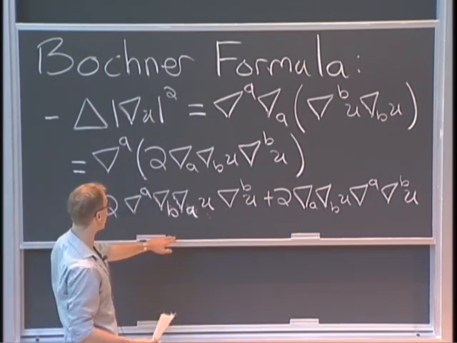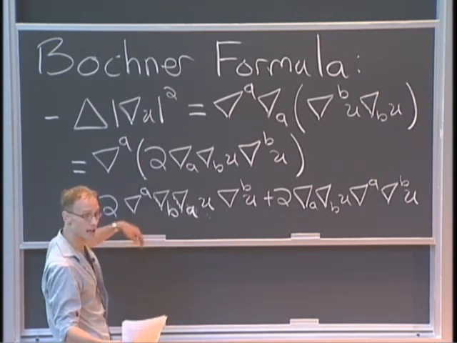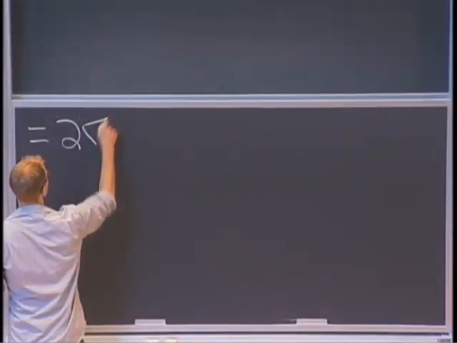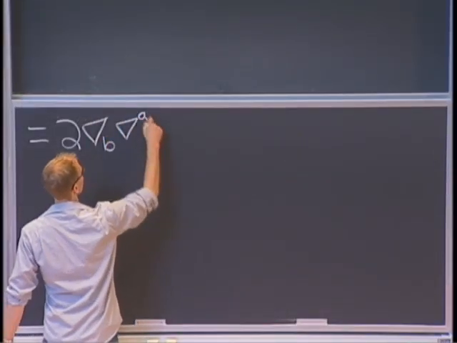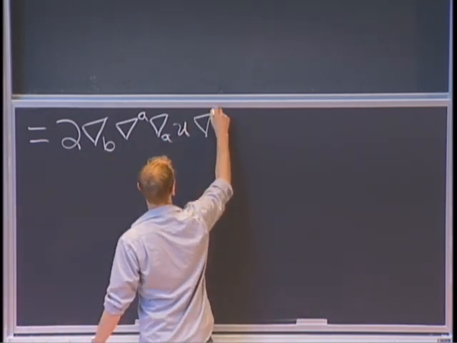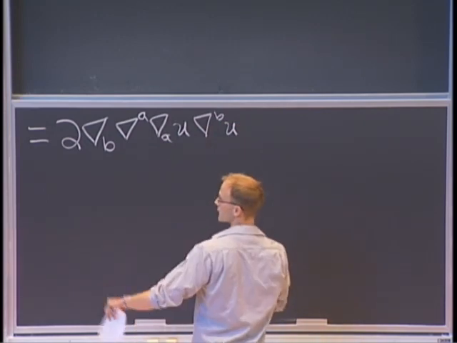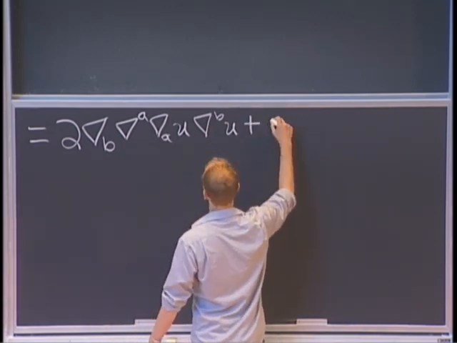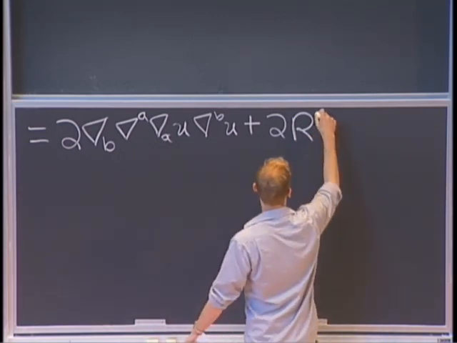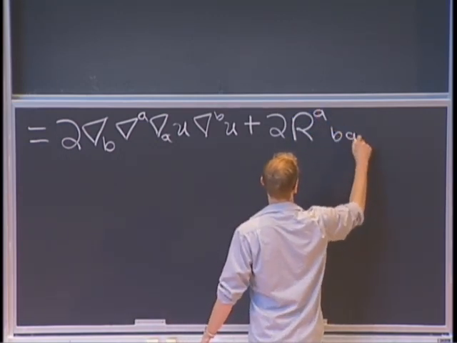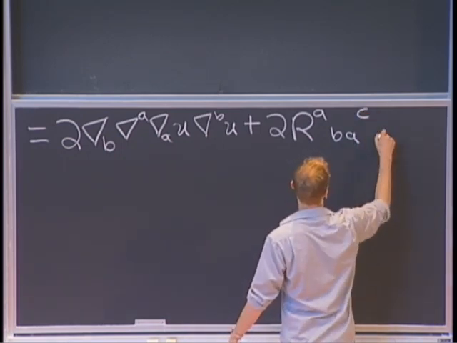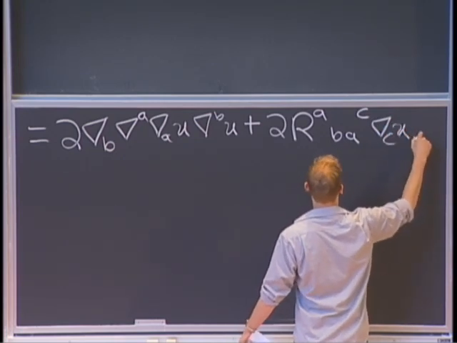But now I want to switch again. If I switch this and this, I can do that, but now it's curvature, right? So I can switch and get 2 dB dA dAu dBu. But now I've got to add a curvature term on, right? So this is plus 2 R, and this is going to be A, B, A, C, dCu, dBu.